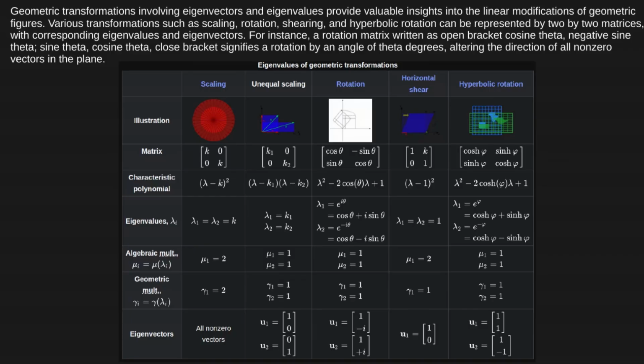Geometric transformations involving eigenvectors and eigenvalues provide valuable insights into the linear modifications of geometric figures. Various transformations such as scaling, rotation, shearing, and hyperbolic rotation can be represented by 2x2 matrices with corresponding eigenvalues and eigenvectors. For instance, a rotation matrix written as [cosine theta, negative sine theta; sine theta, cosine theta] signifies a rotation by an angle of theta degrees, altering the direction of all non-zero vectors in the plane.